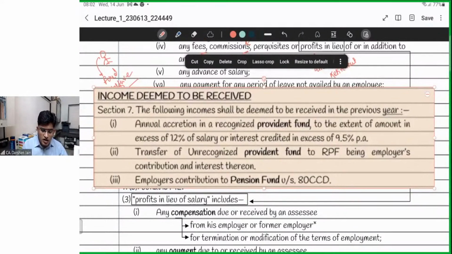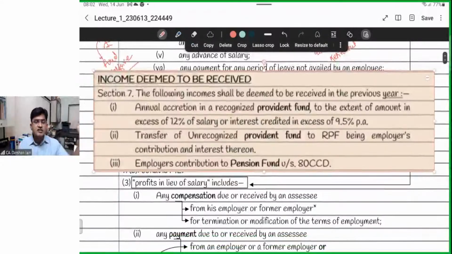Similarly, if the interest credited to that provident fund exceeds the rate of 9.5%, in that case also it would be taxable as salary. So interest is taxable as salary. Understand this. This is quite unique.